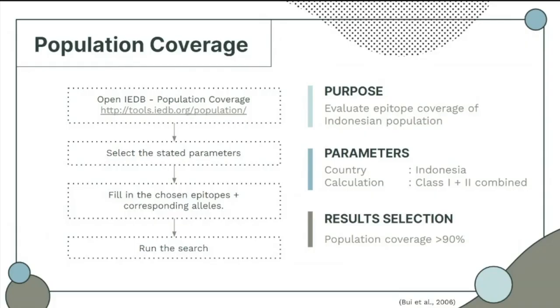And after that, the chosen epitopes and corresponding alleles will be inserted into the text box, and the search will be run. For the expected results, we're hoping that the selected epitopes can cover the population for above 90%, because since we would like to target the vaccine construct for the Indonesian population, therefore we would like the population coverage to be above 90%.